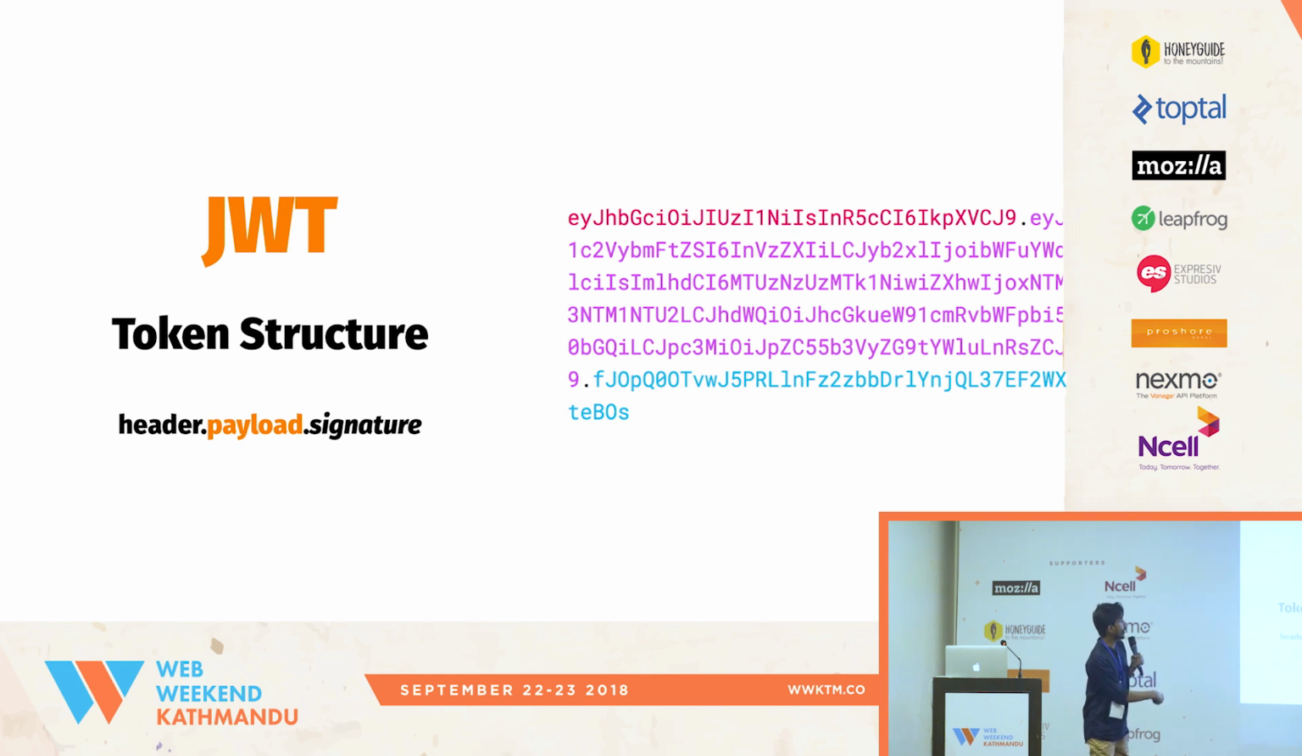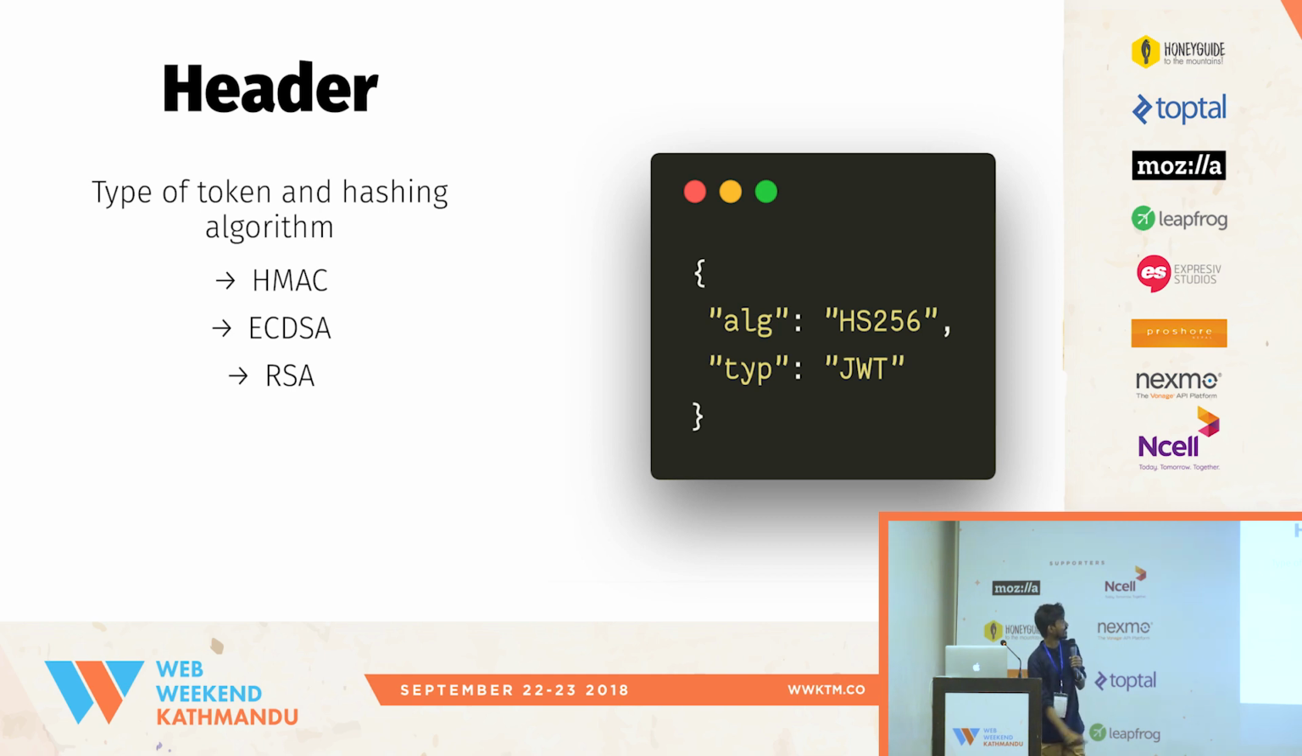You can see there are 3 dots, and I have put 3 colors also, so you can identify it. So there are 3 parts. The first part we call the header. The middle part is the payload, which is actually what matters to us. The last part is the signature for the security. Can you understand?